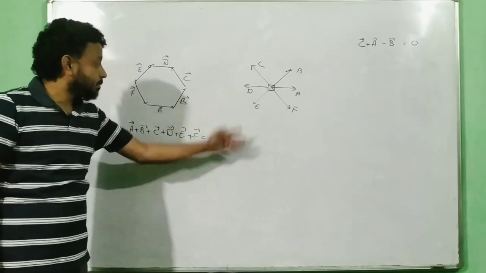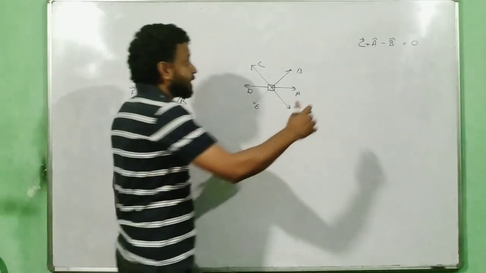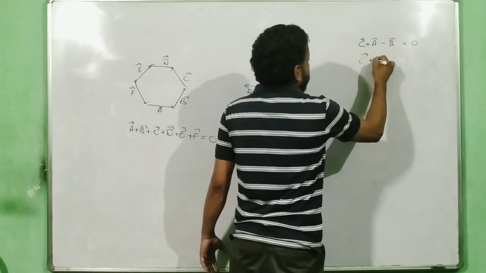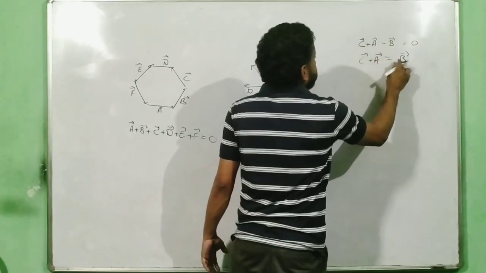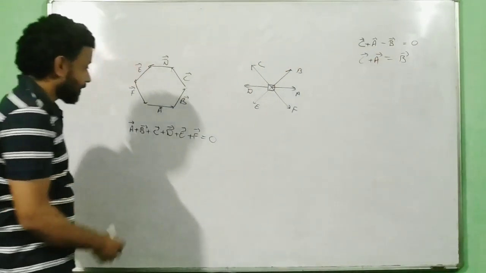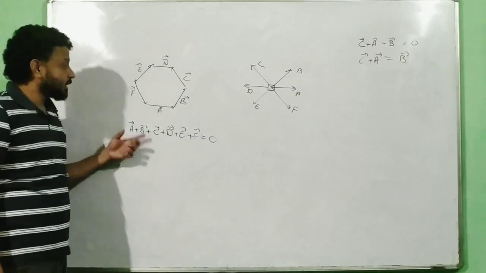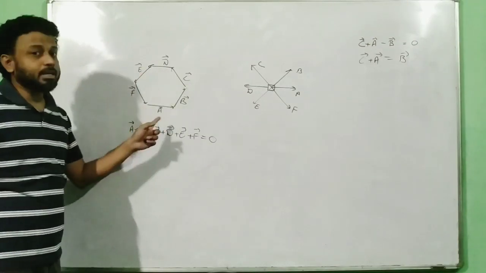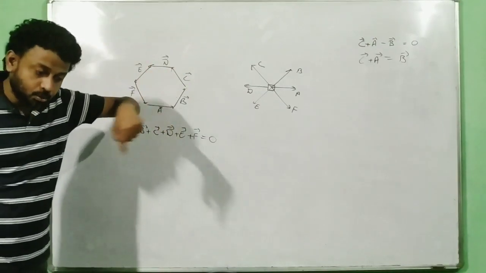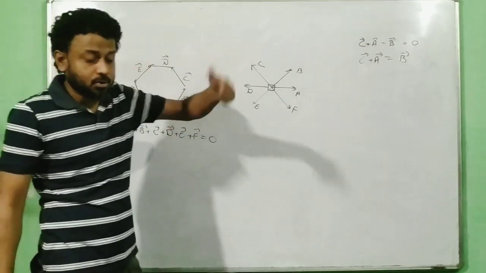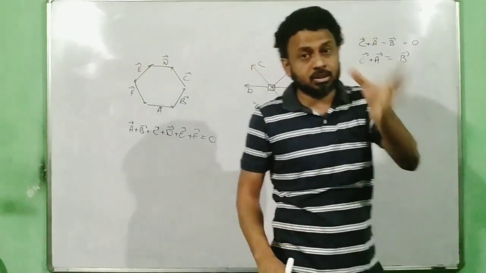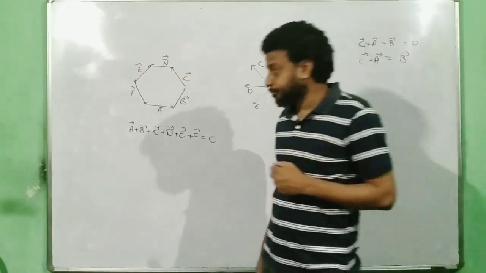Whole thing added up equals 0. What was happening here? C and A being added up used to give me B. Here I am not getting anything. So this is called a cyclic vector, where the whole net effect of all these vectors is 0 at the end. Okay.